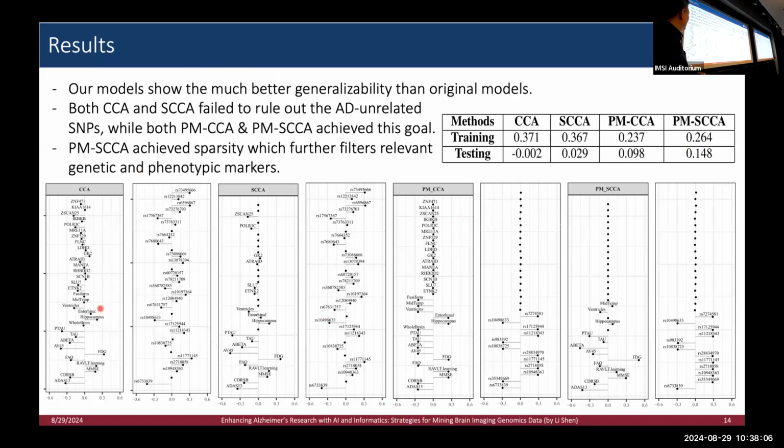If you look at the biomarkers, we have imaging and genetics. This is CCA, SCCA, and these are our models. They are actually all mixed together, but our model can identify irrelevant features, those with 0 in the center.